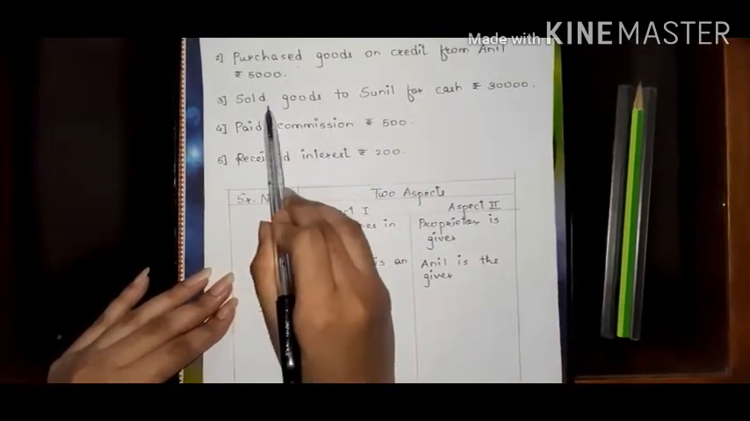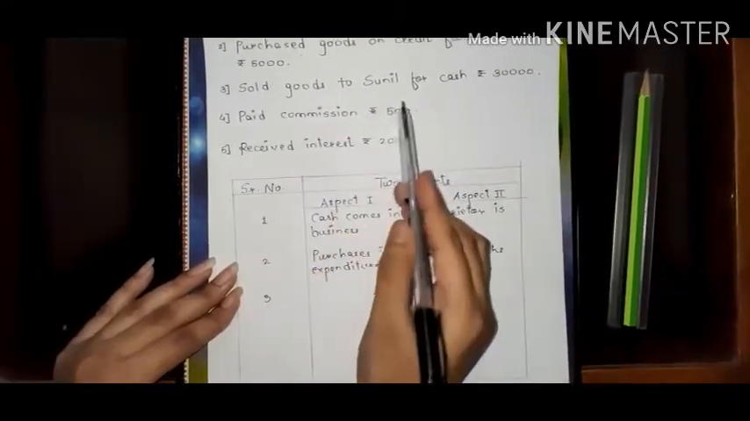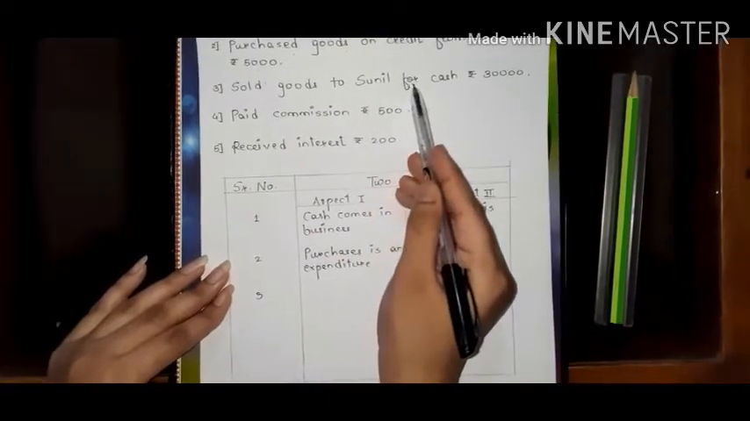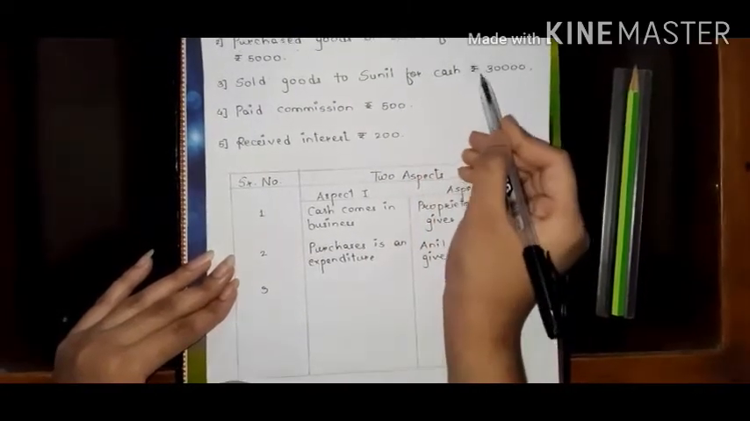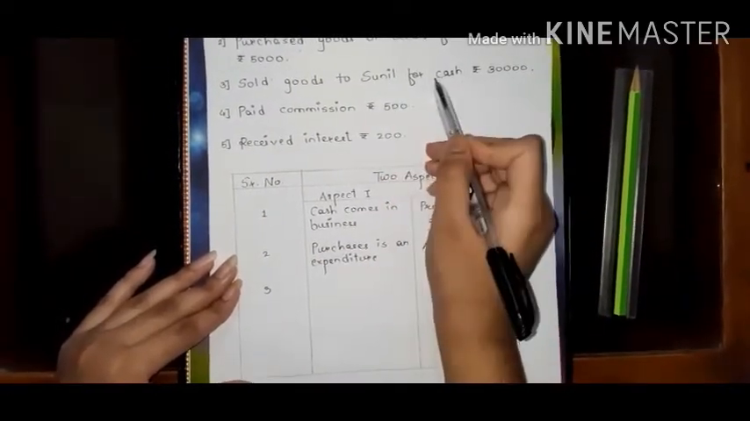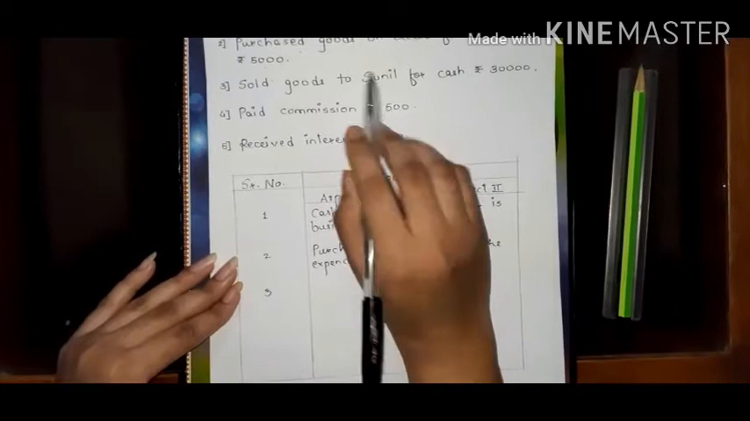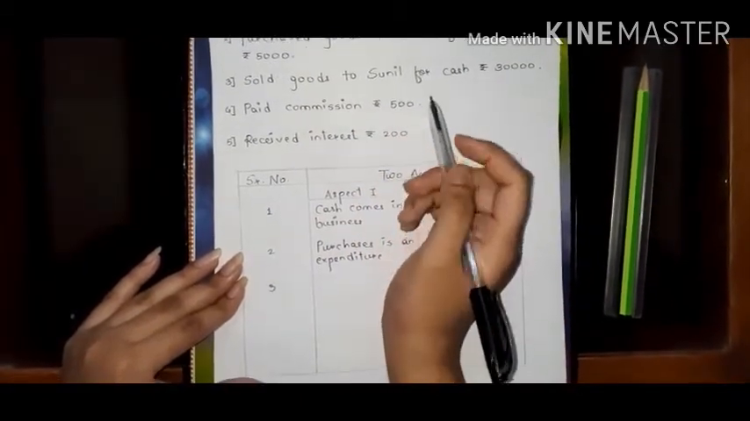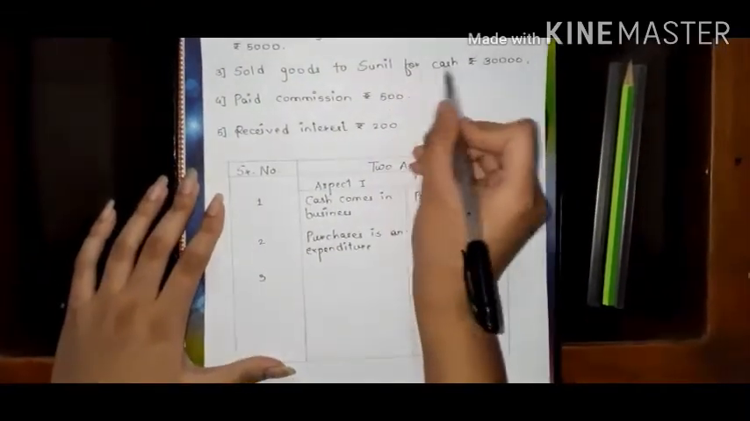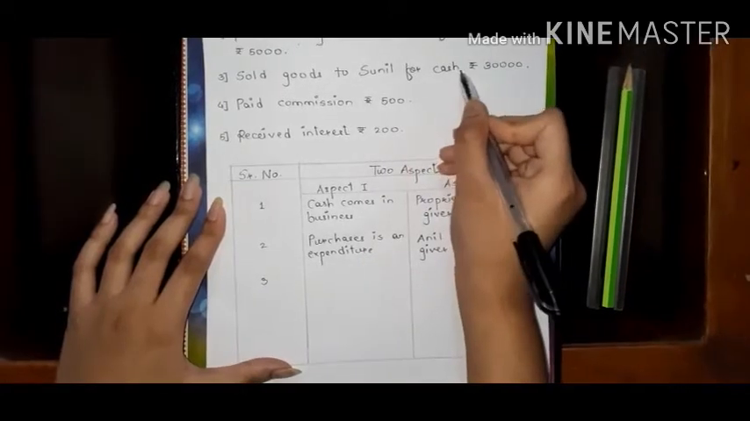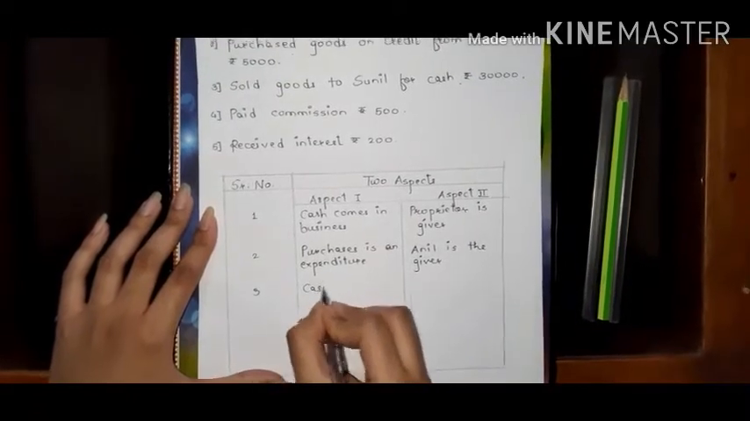Now the third transaction. Sold goods to Sunil for cash rupees 30,000. Now this is not on a credit basis like when we purchased. We have sold goods for cash. That is, goods we have sold to Sunil in cash. We have got cash payment from Sunil. Okay. Now how will the transaction here be written? As we have sold goods to Sunil for cash, we have got cash from Sunil. So the first aspect will be cash comes in our business.